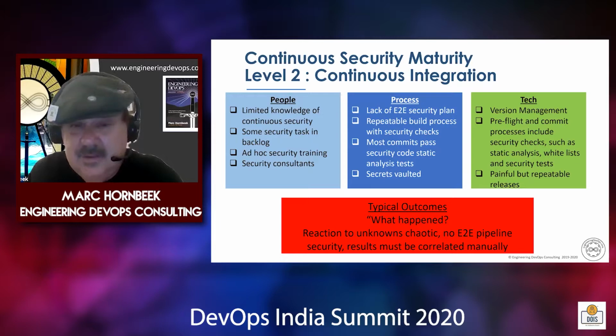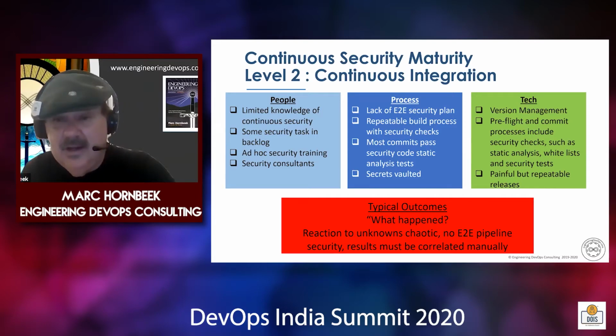At the process level, you may not have an end-to-end security plan, but at least you've got some repeatable build processes with security checks at the front end. Most of the commits from development pass security code static analysis tests before they're considered part of the trunk branch. And generally speaking, secrets are being vaulted by this time. You're starting to get control over how you're handling secrets.